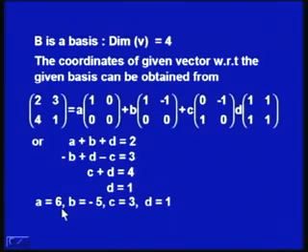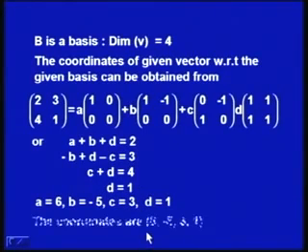We will have A is equal to 6, B is equal to minus 5, C is equal to 3 and D is equal to 1. So, we can get the solution from this set, and that means the coordinates with respect to the given ordered basis are 6, minus 5, 3 and 1. So, this example illustrates how to find coordinates with respect to a given basis.